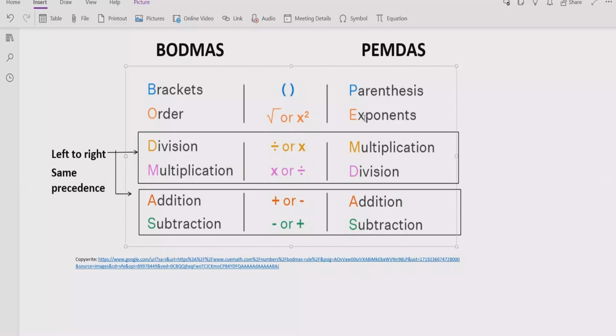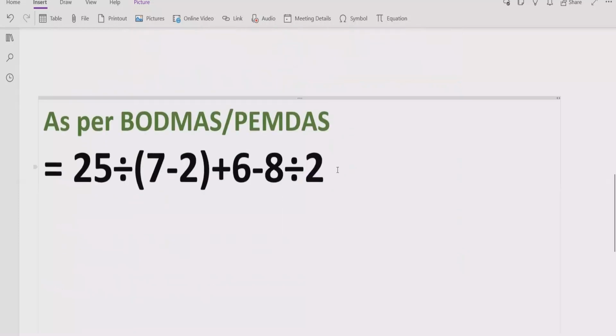After that, you have to go left to right in your expression and find division and multiplication. If division is coming first, you have to solve the division first. And if multiplication is coming first, you have to solve the multiplication first. Similarly, for addition and subtraction, we have the same rule. We can solve addition first if it is coming first, and we can solve subtraction first if it is coming first. Now, let's move forward to solve the given expression.